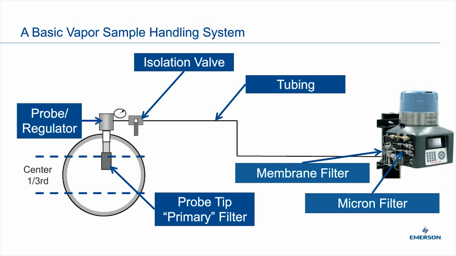Finally, we have what we call the sample handling plate. This is your last line of defense before the sample goes into the GC. So again, we recommend you have a membrane filter as well as a micron filter there to eliminate any free liquids, as well as eliminate any contaminants, even in the principles of the 5 things that the sample handling system must do.